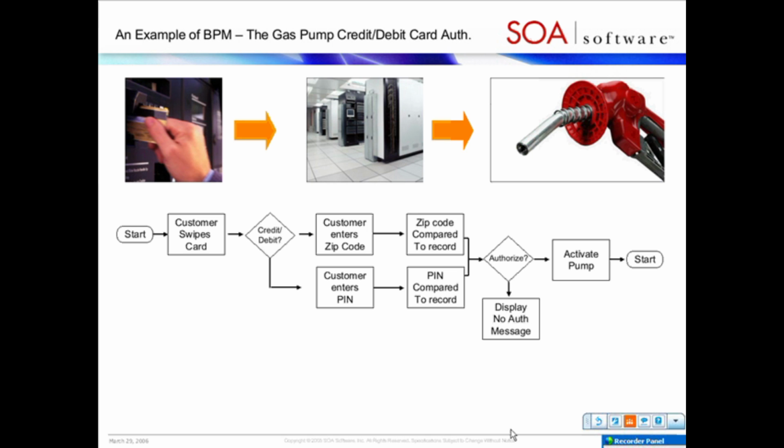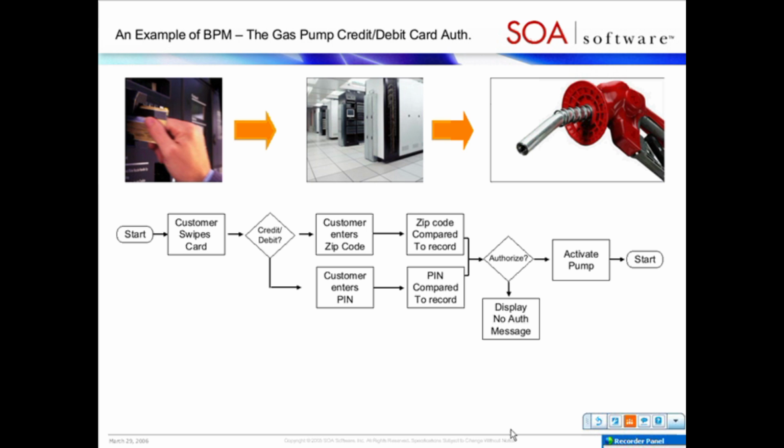And what you see at the bottom of the screen is the way this process goes. Basically, it's an authorization and authentication process where either the credit card company has to match your zip code with the one they have on file, or the bank has to match your PIN number to the one they have on file and send back a message to the gas pump saying, give this guy gas or don't give this guy gas.